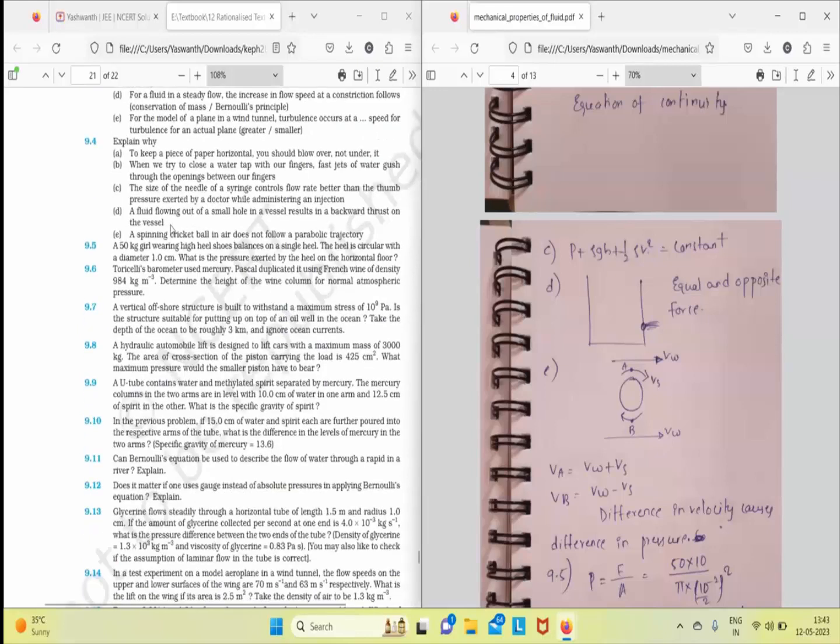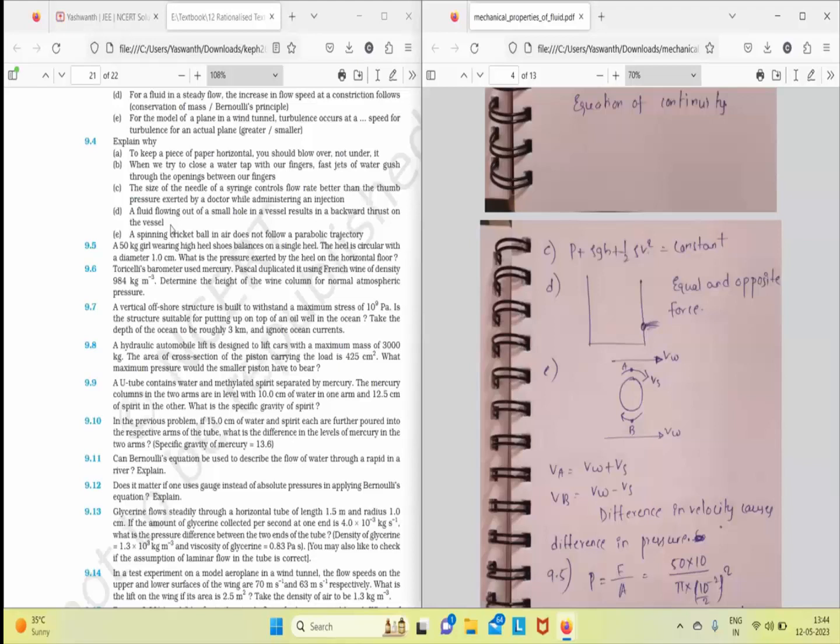Next question is, a fluid flowing out of a small hole in a vessel results in a backward thrust on the vessel. Yeah, this is Torricelli's law, which I will explain in a later question. So what happens is, if you have a bucket full of water and you make some hole in it, water comes out of the hole. Water is coming out of the hole just because the water in the bucket exerts some kind of force on the fluid which is coming out.